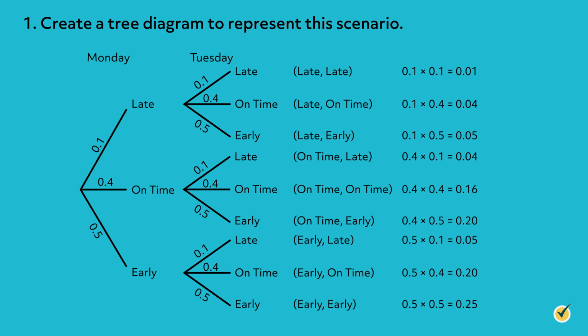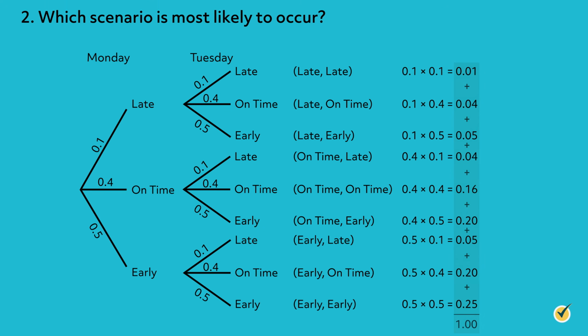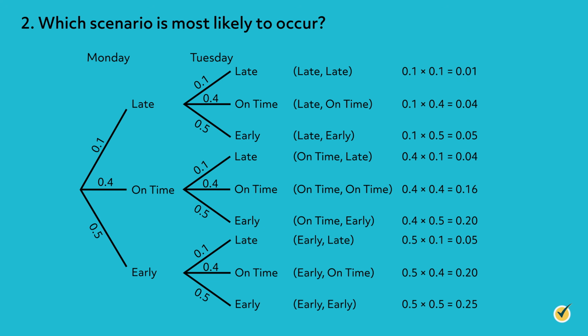Then multiply along the branches to find the overall probability of each outcome. Check your work by finding the sum of the overall probabilities, which should be equal to 1. Which scenario is most likely to occur? The scenario that is most likely to occur is the set of events with the highest overall probability. The highest overall probability is 0.25, representing the likelihood of the train arriving early on both Monday and Tuesday. Therefore, this is the most likely scenario.